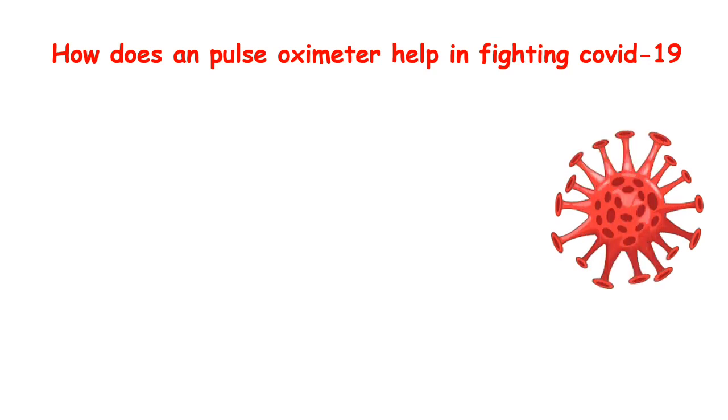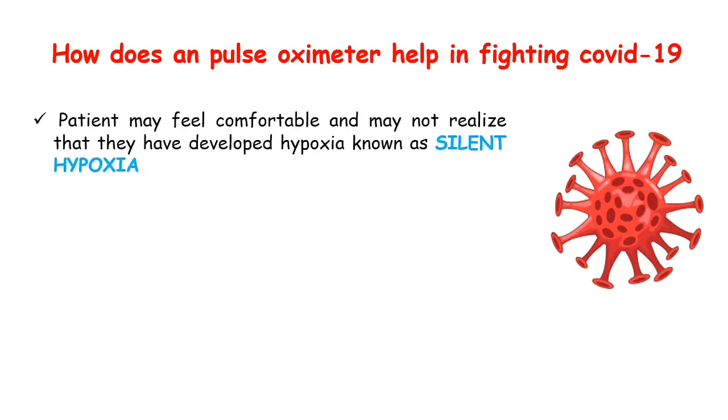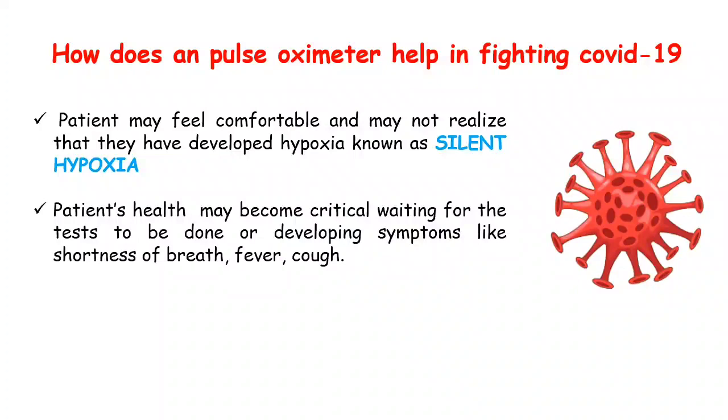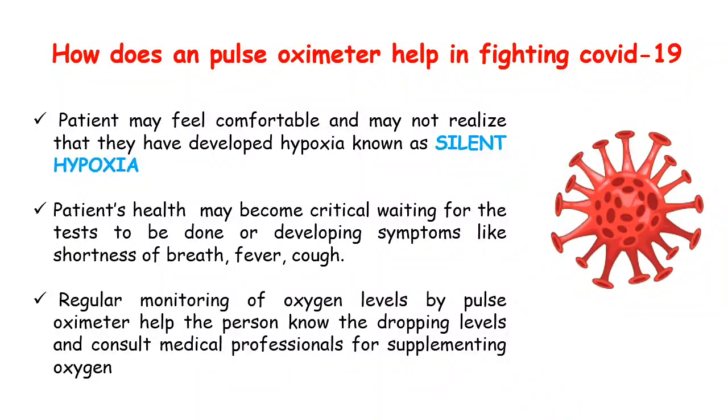How does a pulse oximeter help in fighting COVID-19? Patients may feel comfortable and may not realize that they have developed hypoxia, known as silent hypoxia. Patient's health may become critical waiting for the tests to be done or developing symptoms like shortness of breath, fever and cough. So regular monitoring of oxygen levels by pulse oximeter helps the person know the dropping levels and consult the medical professionals for supplementing the oxygen.